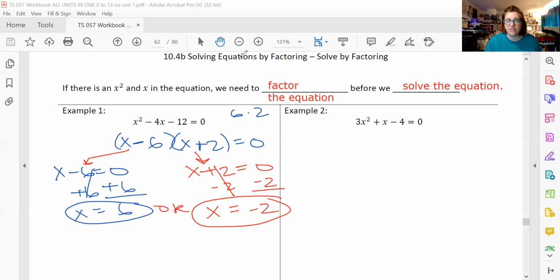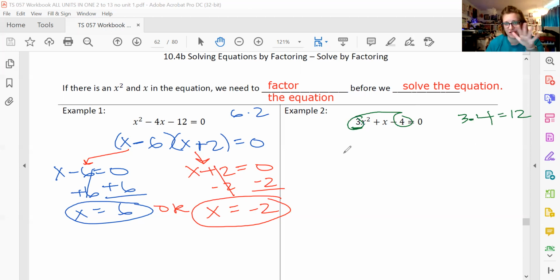Okay, now let's look at example 2 here. This is one that has a coefficient on my x squared, right? And if you've seen earlier videos in this unit, you know that my favorite way is to do the grouping method. So I'm going to take this and I'm going to times it by this. 3 times 4 gives me 12.